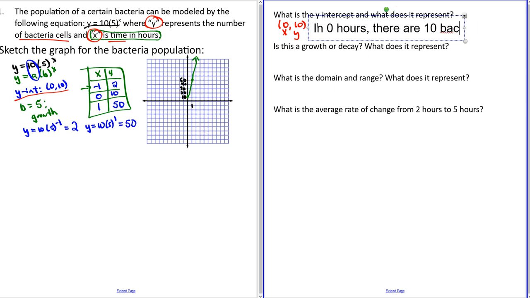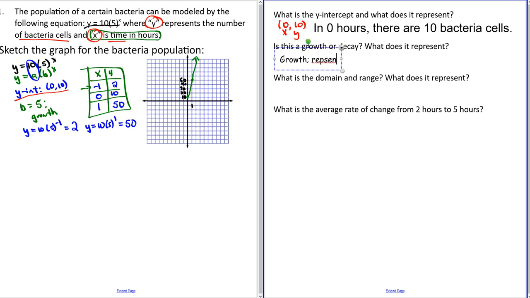Oop, I forgot to say bacteria cells. There we go. Next question. Is this growth or decay, and what does it represent? Well, we've already answered that question when we were graphing it, because we wanted to find our scale factor, which was 5, which is greater than 1. So it is a growth function. So we're definitely going to write that it's growth. Growth, and what does it represent?